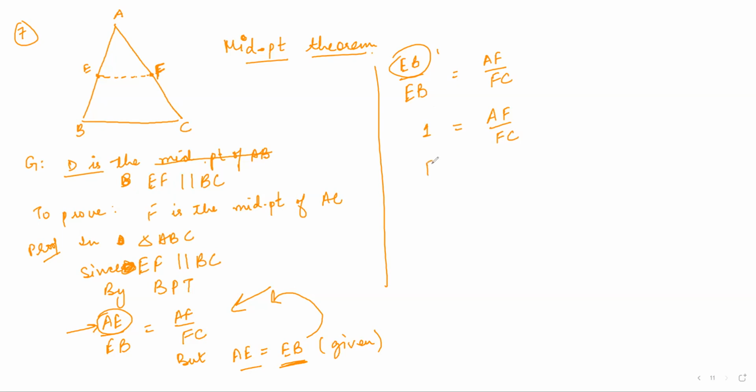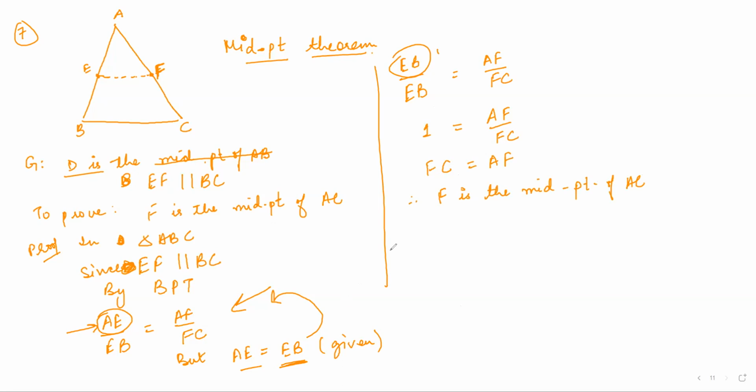So this FC will come here. FC is equal to AF. Any problem? Now look in the figure, FC is equal to AF. Therefore, F is the midpoint of AC. Simple. It's not that big.